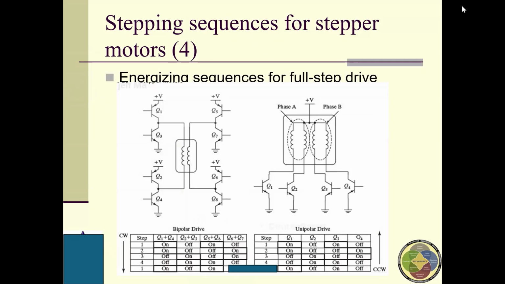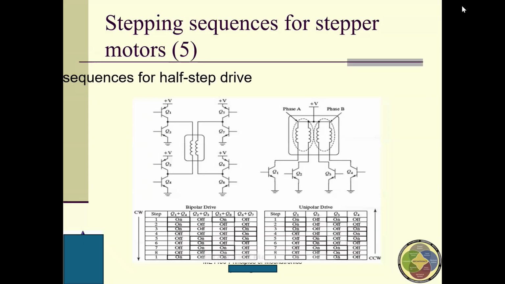And for this one, when we compare this slide with the previous slide, for the previous slide, at one step, only one box is highlighted. But here, because 2 phases are energized together for one step, we have 2 highlighted boxes. You can see this one is on and this one is off. Also, for the bipolar, we use the H drive, and for the unipolar, we use four single transistors, NPN transistors to be exact. So this is the second step.